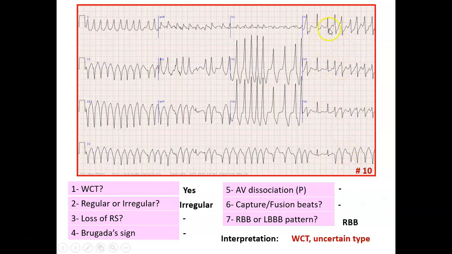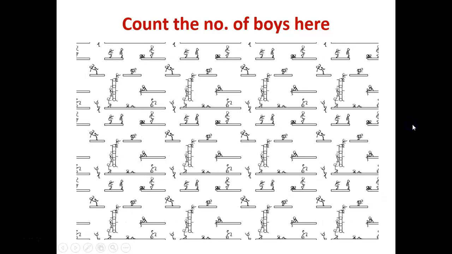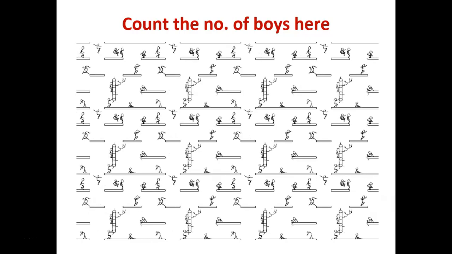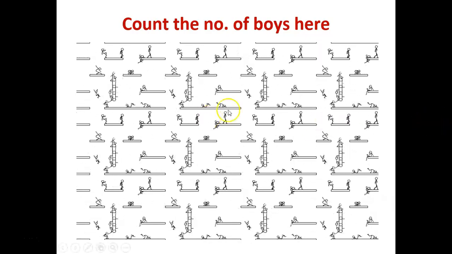Okay, so maybe capture beat, or maybe this is a P with the short PR intervals and slurring of the delta wave. So this is maybe WPW syndrome, which is causing this wide complex tachycardia. So this is really an uncertain type.